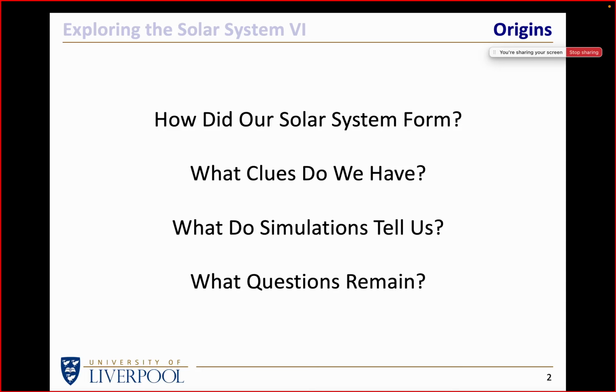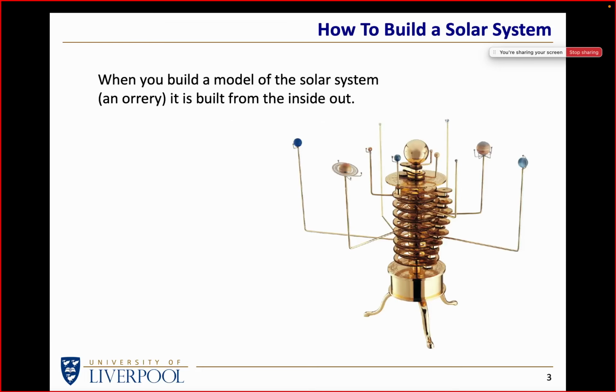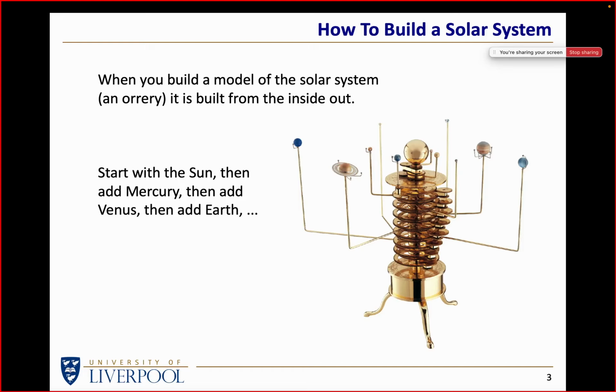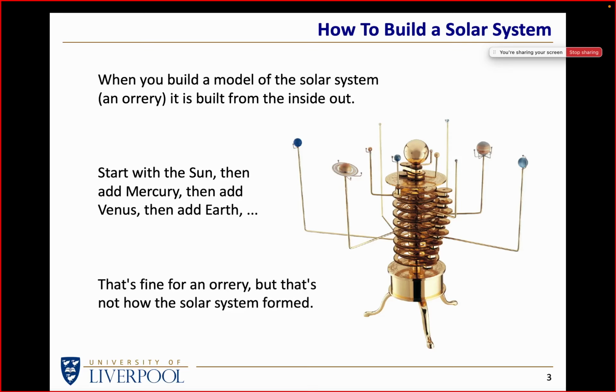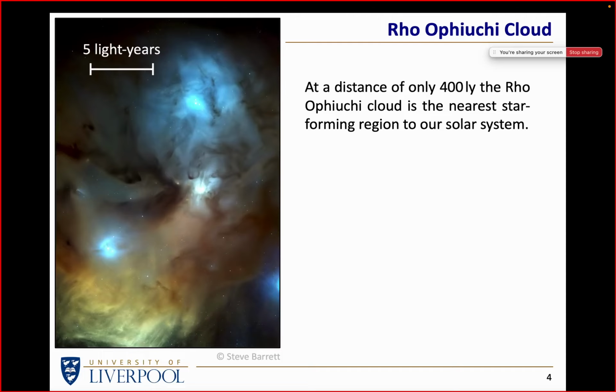So when you build a model of the solar system, an orrery, like this brass orrery there, it's built from the inside out. You start with the sun and then you add the planets. You add Mercury, then you add Venus, and then you add the Earth, etc. But that's fine for an orrery, but that's not how the solar system was actually made.